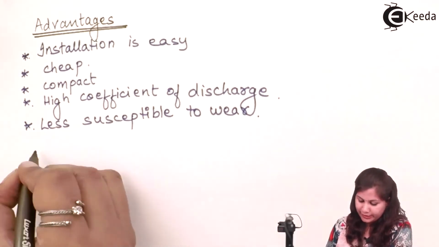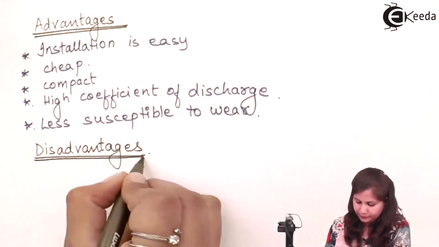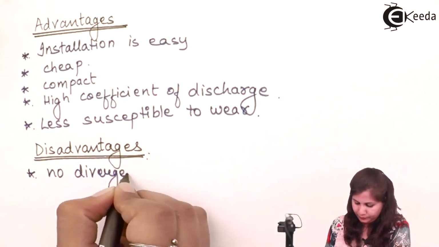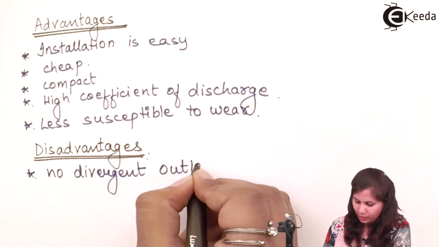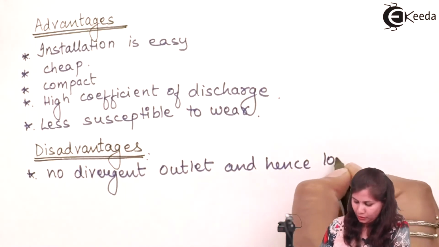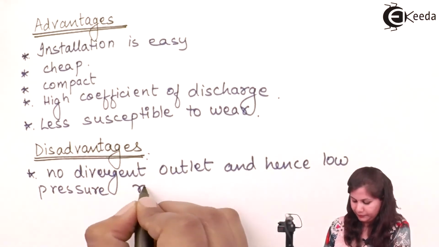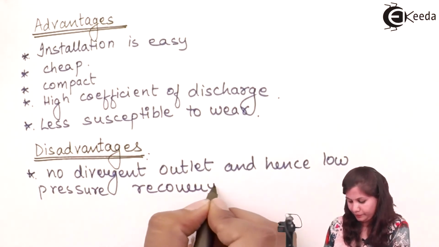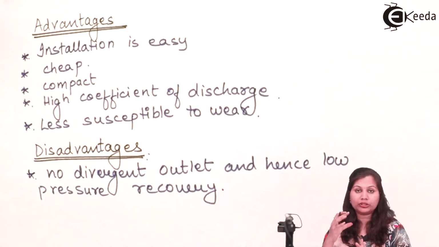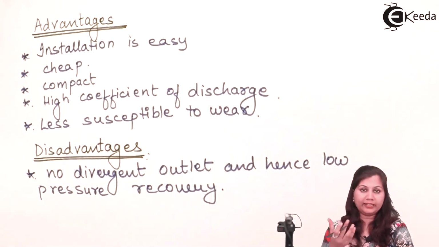Next come its disadvantages. No divergent outlet, and hence low pressure recovery. Because in the venturi tube we have the diverging part, due to the presence of the diverging part, the pressure drop is again recovered.